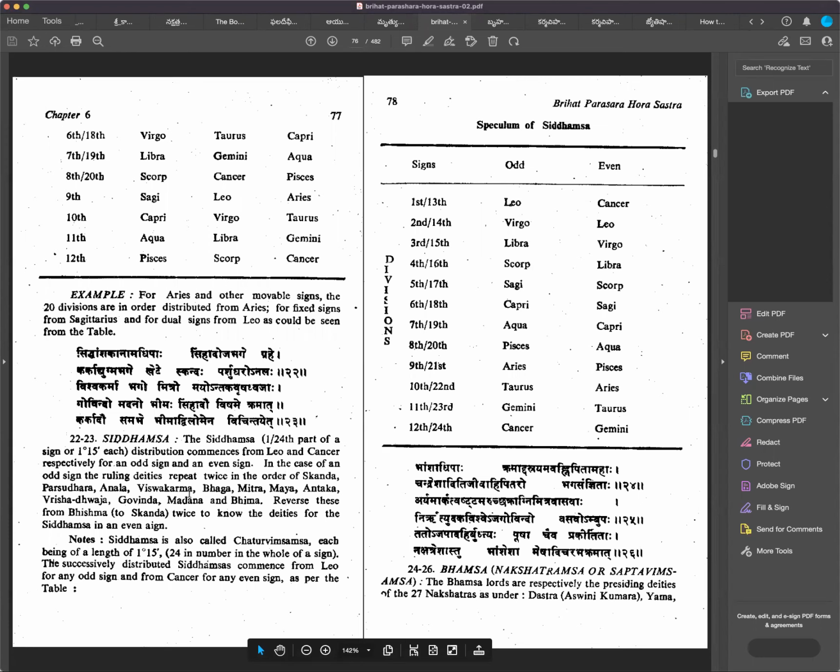So we finished last time up to D20, right? Yes, sir. D20. Okay. Siddhamsha. We'll start Siddhamsha.